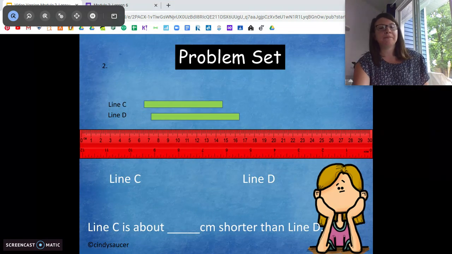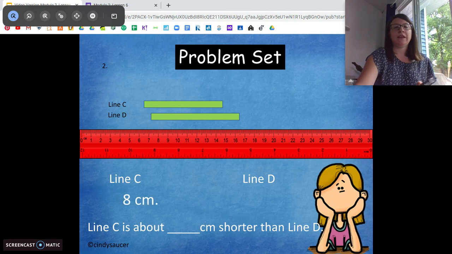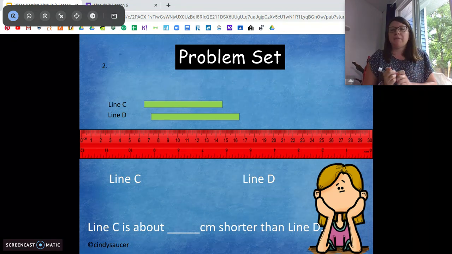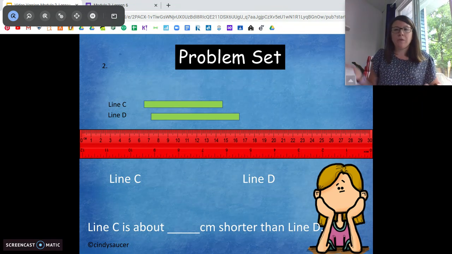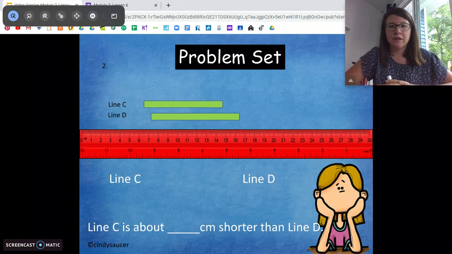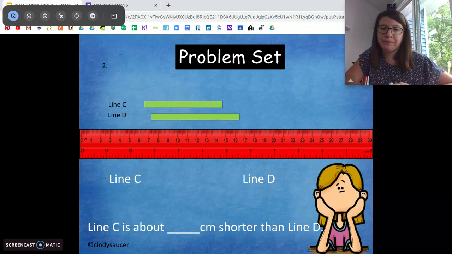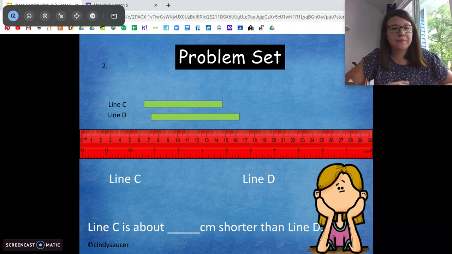All right, let's try this one. We have line C and line D. Go ahead and measure those on your own. Pause the video and come back when you're ready. Measure line C and line D. Same way we did the last one.